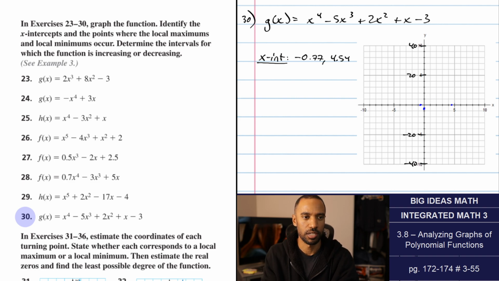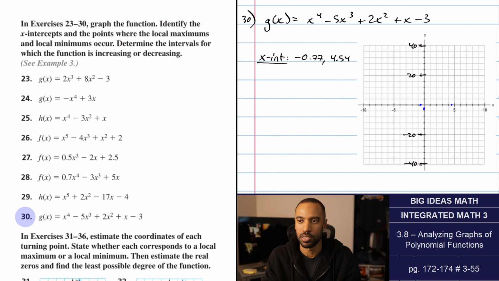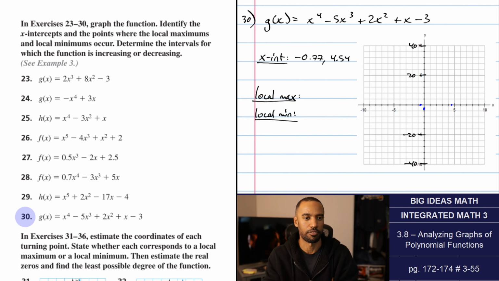A couple more things to point out. Let's keep going on this. Let's write these out. Let's write out local max, local min. Now there's one local max. There are 2 local mins. So get ready for those, at least according to what I saw from the graph before.